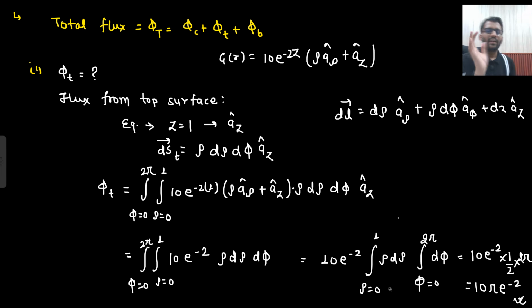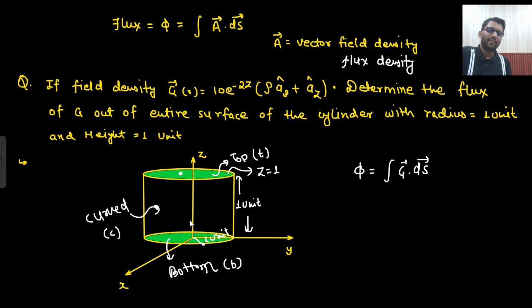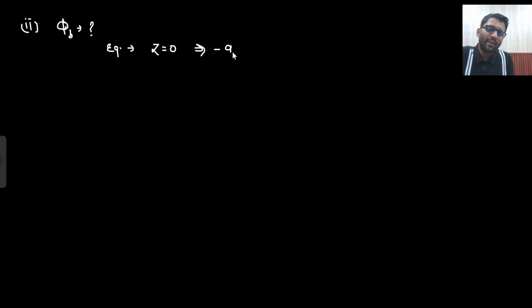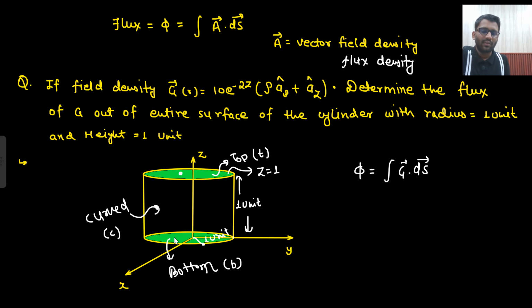Now try it on your own from the bottom surface. Let's find from the bottom surface phi b. What is the equation of bottom surface? Z equals to 0. Same thing is there. Here also rho is changing, here also phi is changing, z equals to 0 is the equation. What will be the direction? Minus az cap. Say yes or no? Perpendicular direction would be this and this. But which one will you take? Which is going out of the volume. Going out of the volume is downward. So upward is az cap, downward is minus az cap. So direction is minus az cap. No doubt about it.